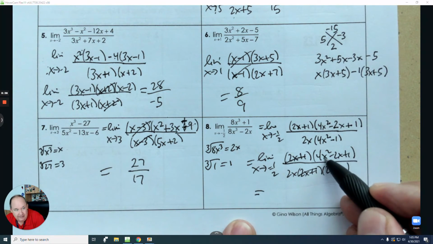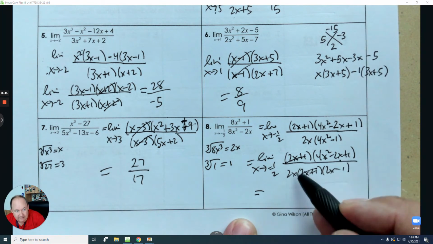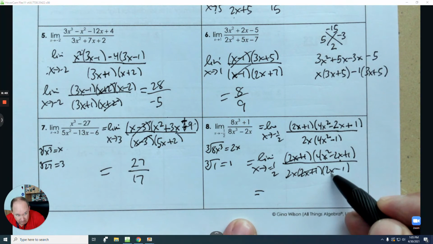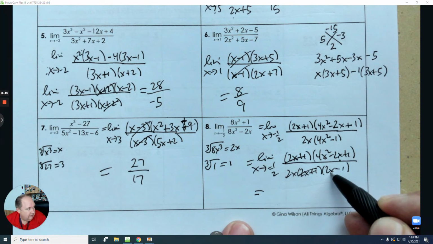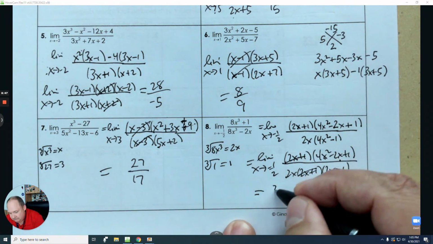So you plug in negative 1/2, negative 1/2, negative 1/2, negative 1/2. And your answer is 3 over 2.